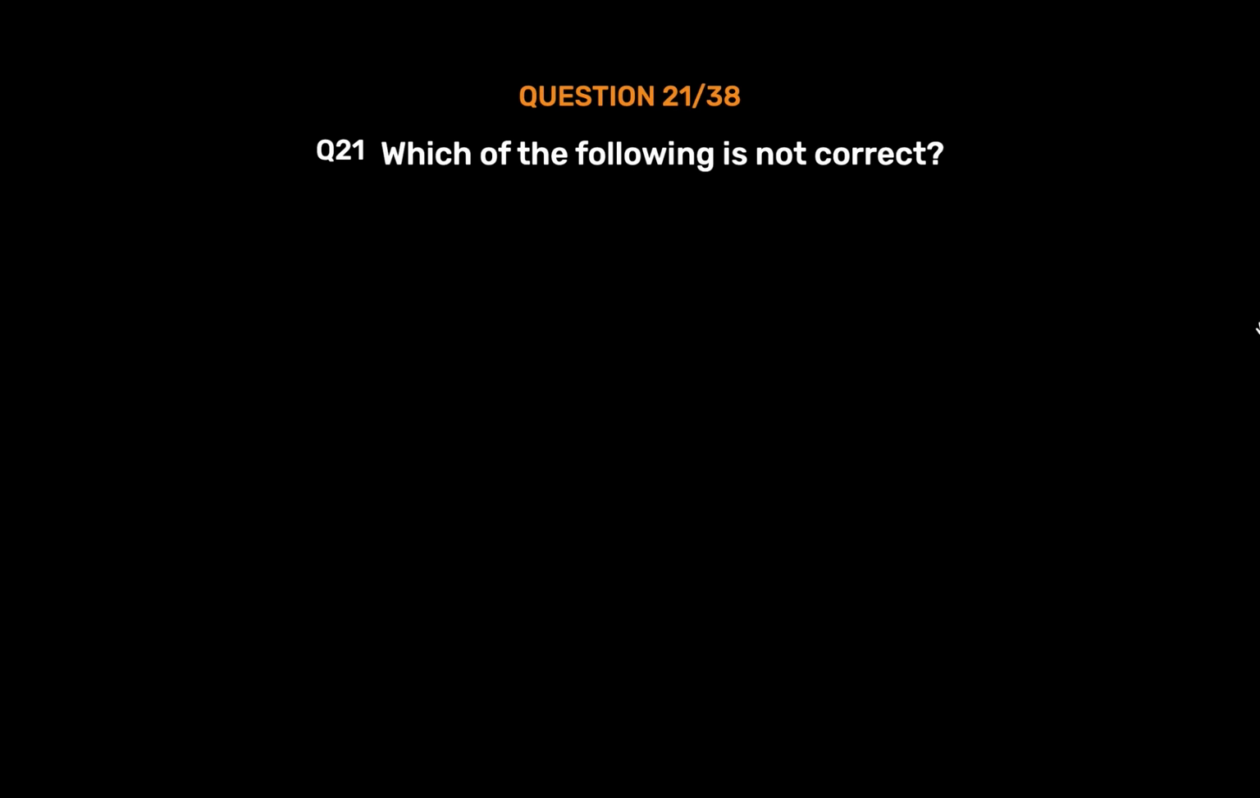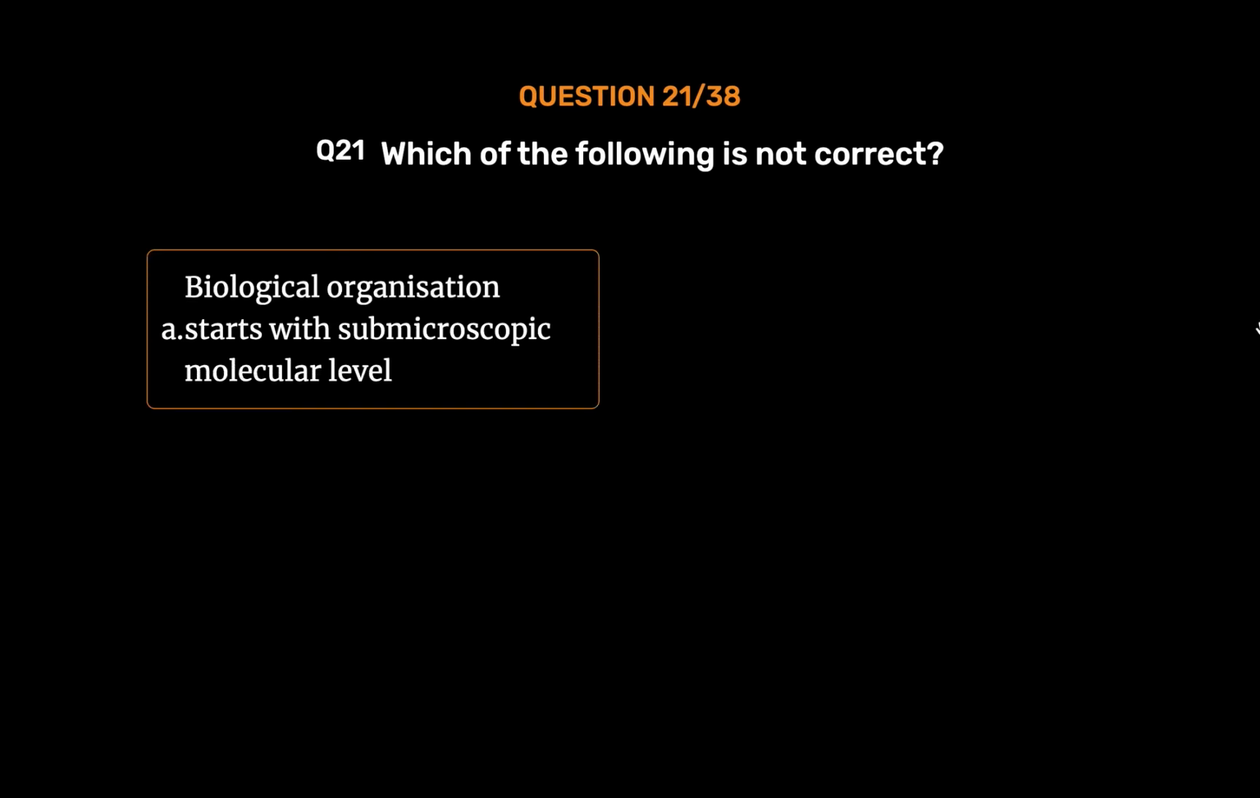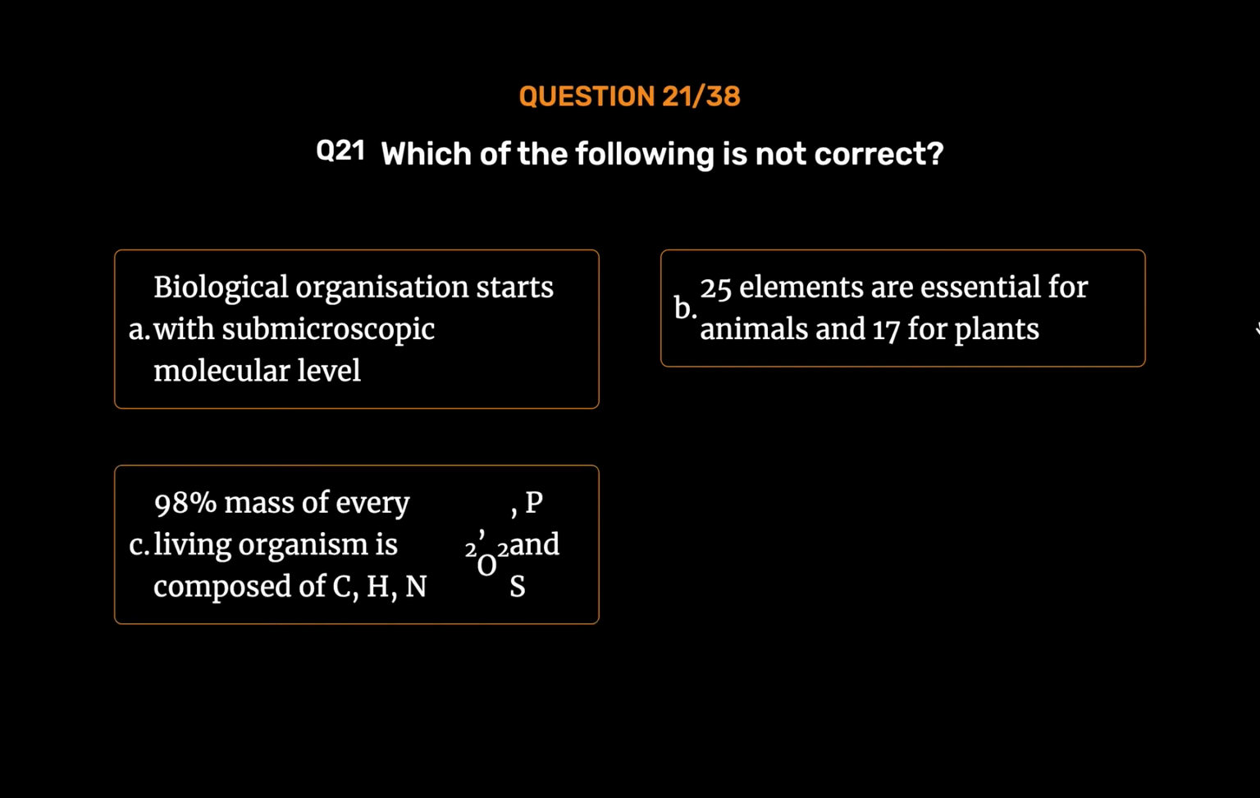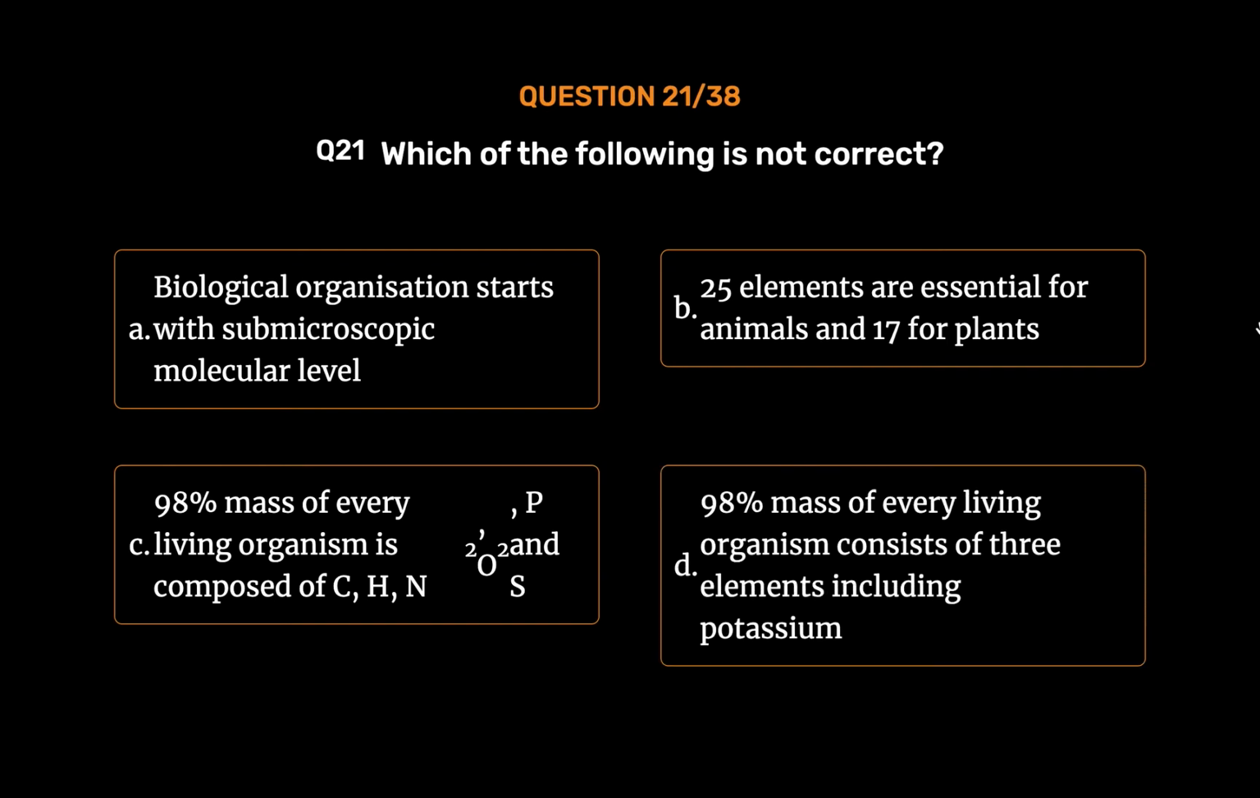Question number 21. Which of the following is not correct? Option A. Biological organization starts with submicroscopic molecular level. Option B. 25 elements are essential for animals and 17 for plants. Option C. 98% mass of every living organism is composed of C, H, N2, O2, P and S. Option D. 98% mass of every living organism consists of 3 elements including potassium. The correct answer is Option D.